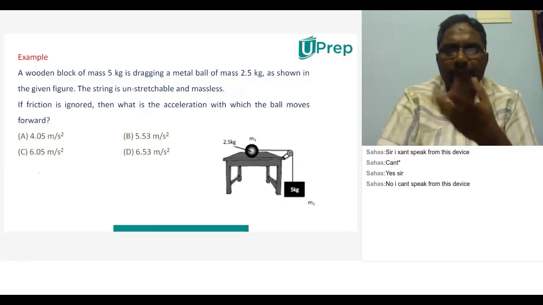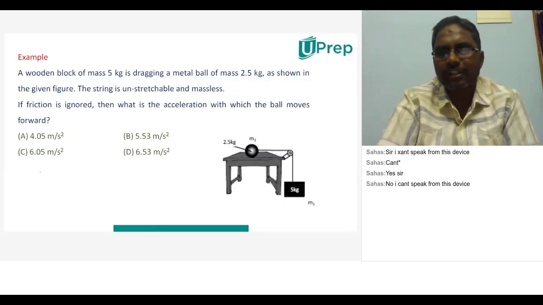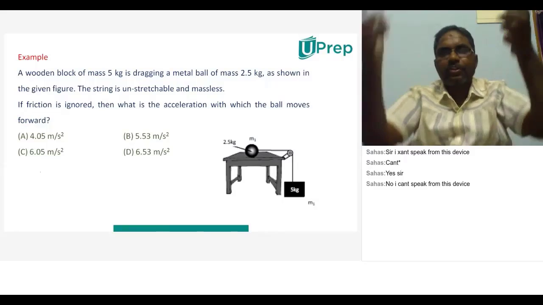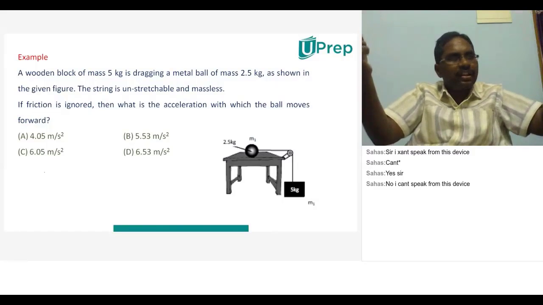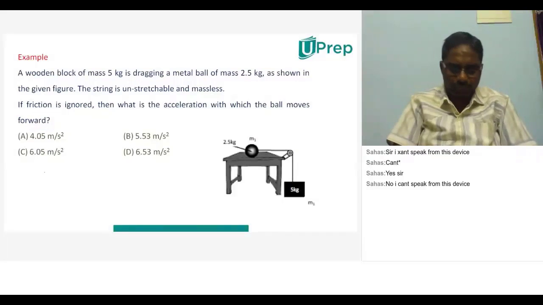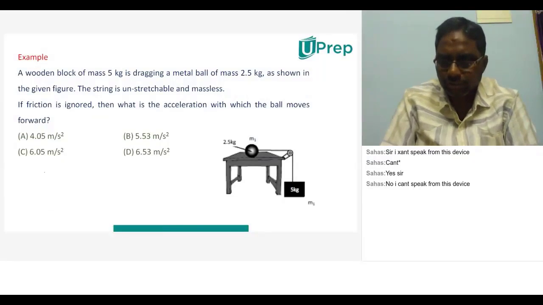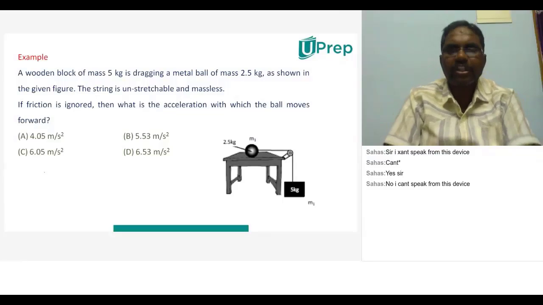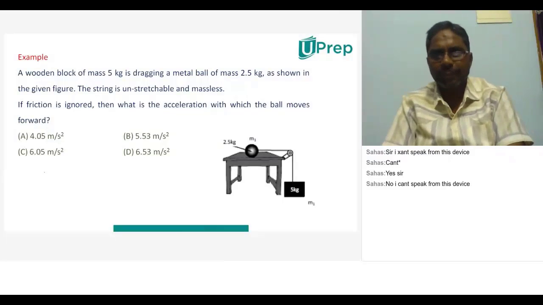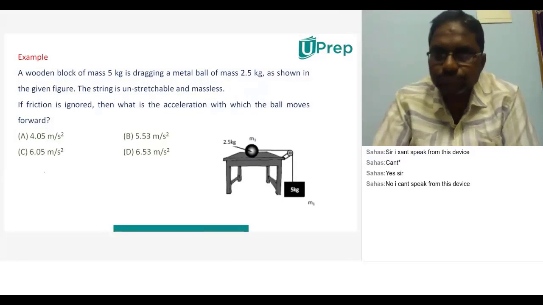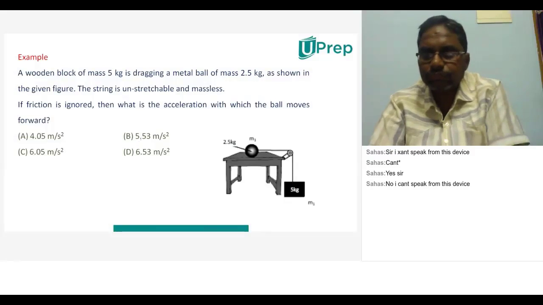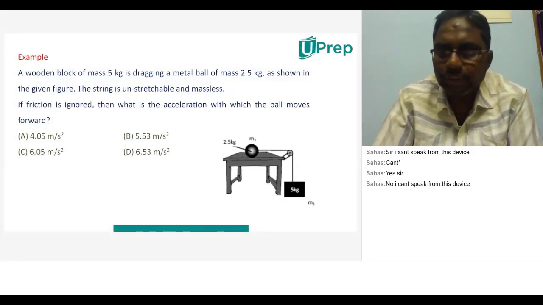That is a different problem and this is a different problem. Why? Because here one object is on the table, whereas there both things are in the air only, no? Yes, sir. Right. So that's why let me give you a hint, and based on that hint you have to solve it. Okay?